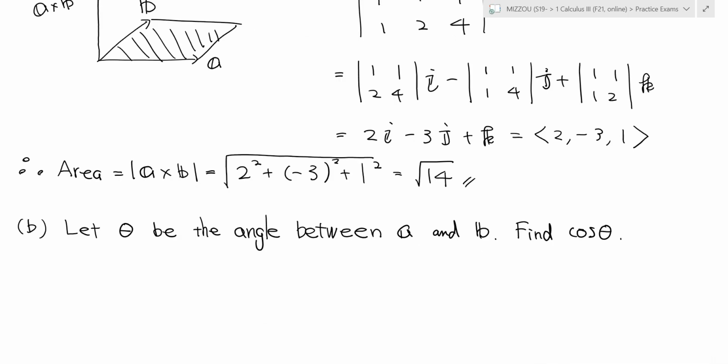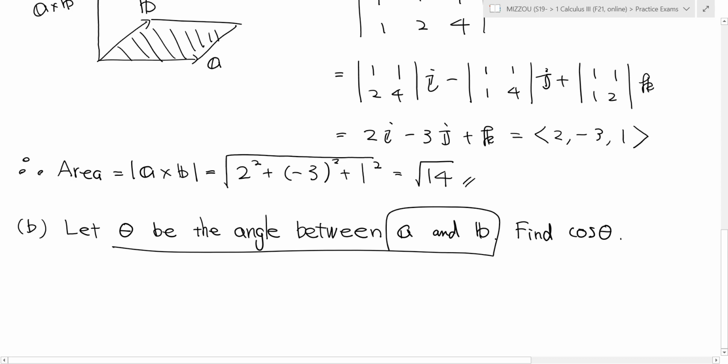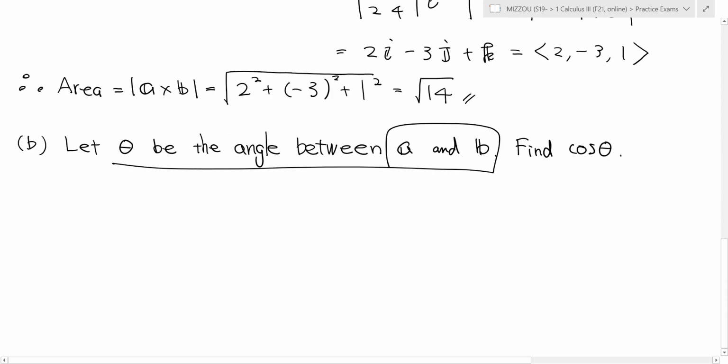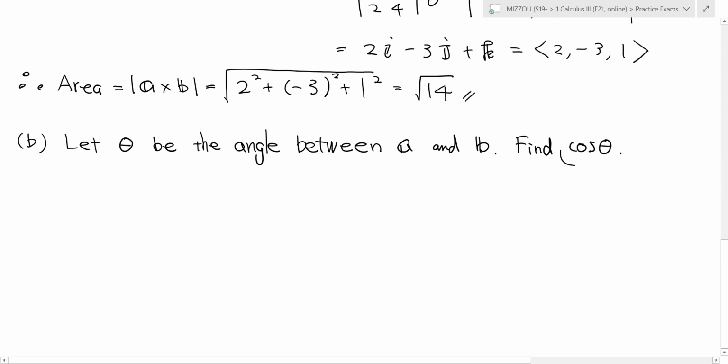Now, this is part B. Let theta be the angle between those two vectors A and B. Then the question is, find the cosine of theta.